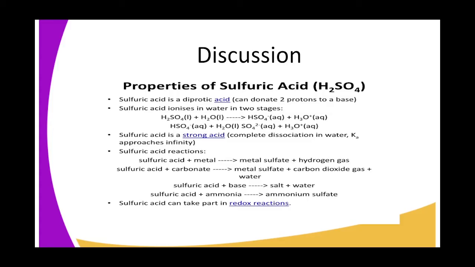Concentrated sulfuric acid is a colorless oily liquid. It has a density of 1.84 grams per cubic centimeter and boils at 338 degrees Celsius. It is very soluble in water.